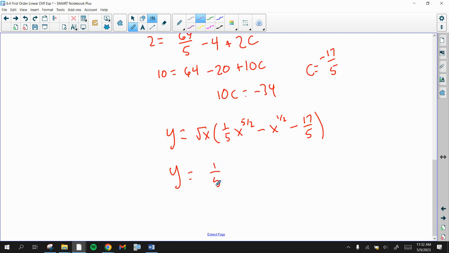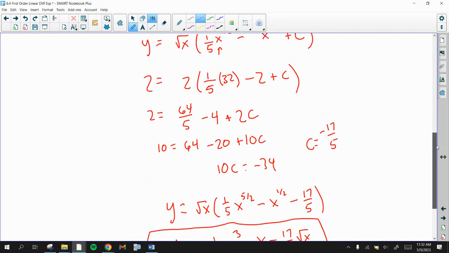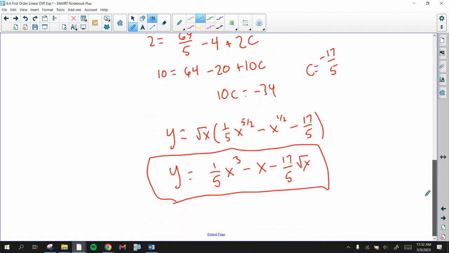So 1/5 x to the 1/2 times x to the 5 halves is x to the 6 halves, x cubed, minus x to the first, and then finally minus 17 over 5 root of x. I'm going to leave it at that. Hopefully that's right. That's the particular solution to my original differential equation. And that's that.